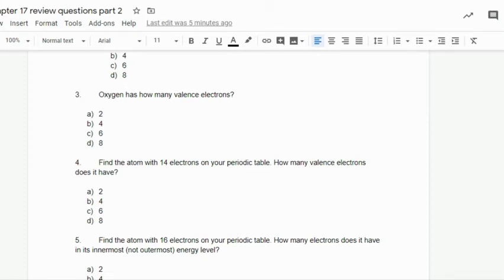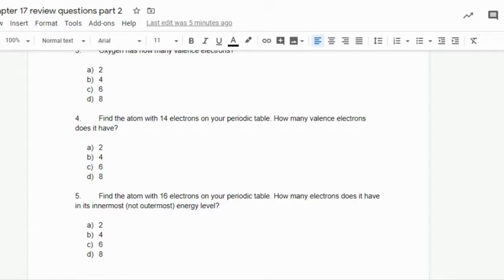Number 4, find the atom with 14 electrons on your periodic table. How many valence electrons does it have? If you take a look at your periodic table, you will find that the atom with 14 electrons is in the 4th group from the left. It's right below carbon on the periodic table. Silicon is the name of the atom. And because it is in that group, it has 4 valence electrons.